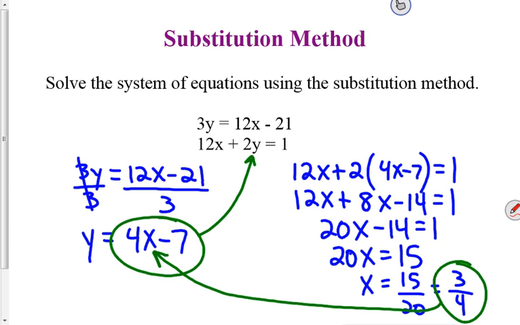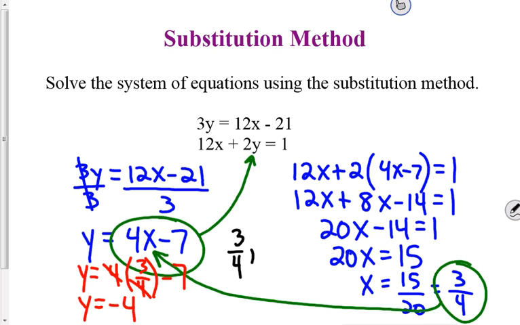So now this equation would read y equals 4 times 3/4 minus 7. And of course the 4's cancel out, and I have 3 minus 7, which is -4. So the solution to the system of equations that I was given is the point 3/4, comma, -4.